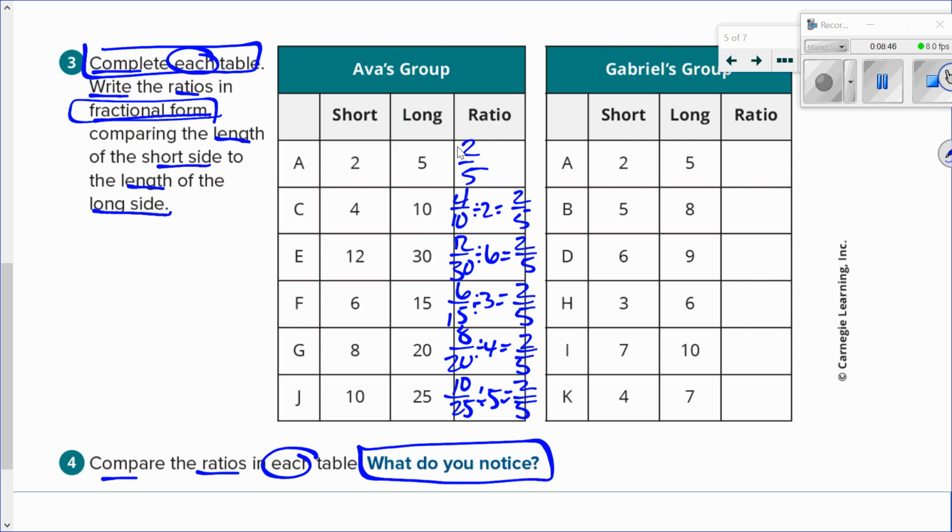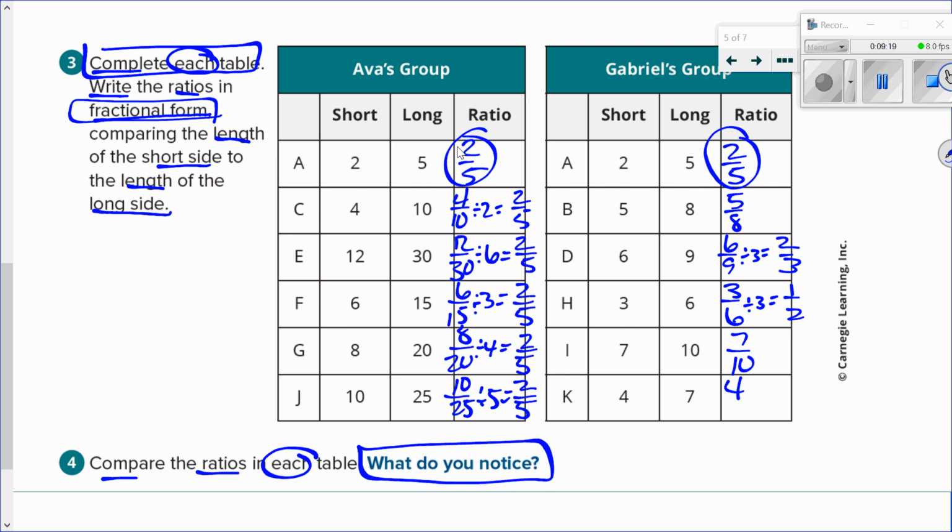Now, when I look at Gabriel's group, we'll see something a little different. 2/5, can I simplify that? No, they started the same, didn't they? But did our groups look the same? Why? Let's look. This one is now 5/8. Can I simplify that? No. 6/9, I can divide by 3 to give me 2/3. 3/6, I can divide those by 3 to give me 1/2. 7/10, can I simplify that one?